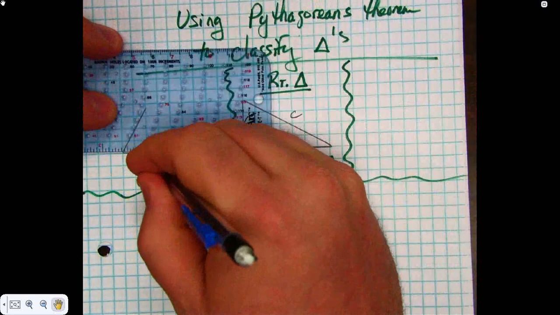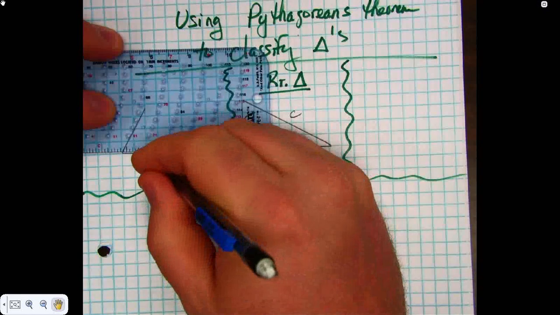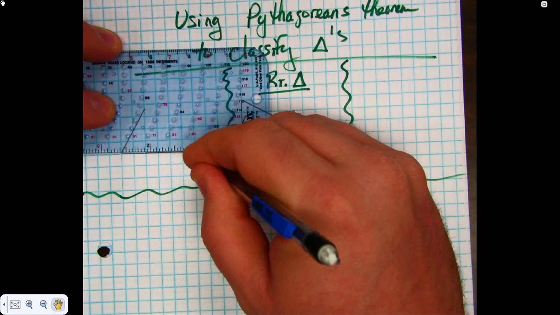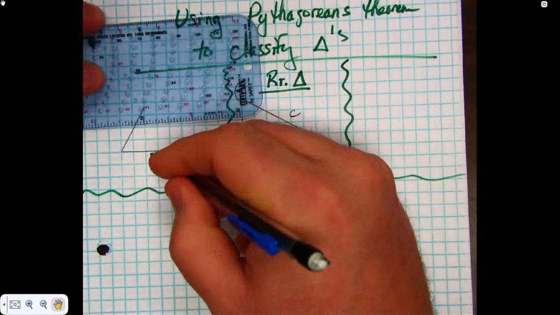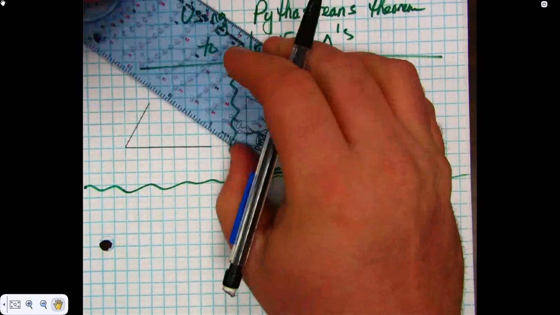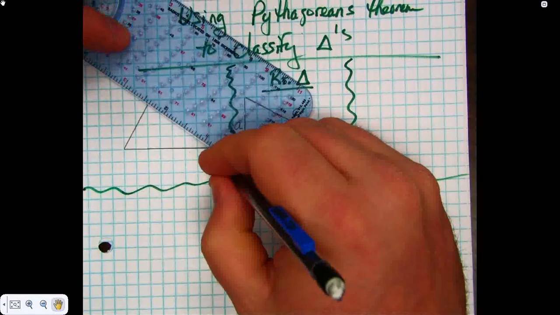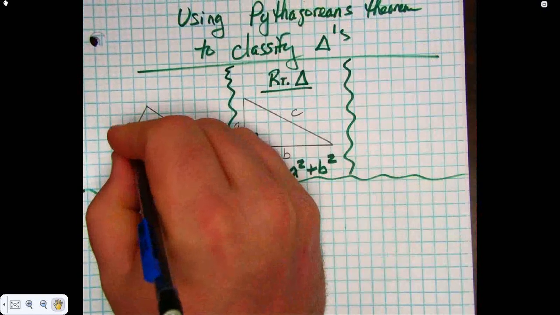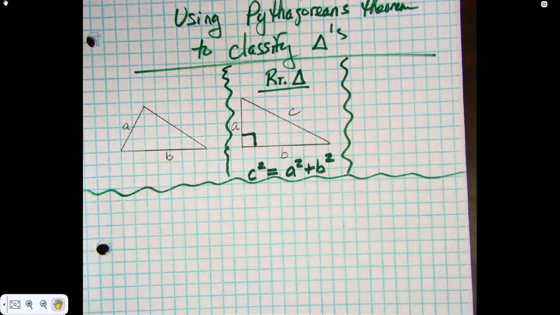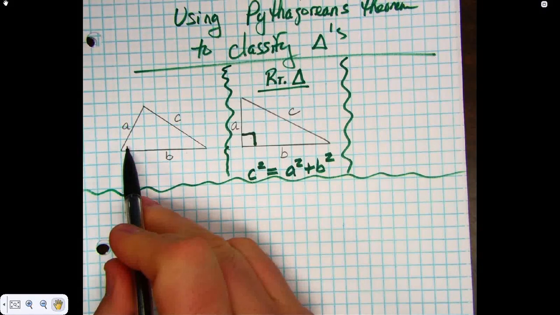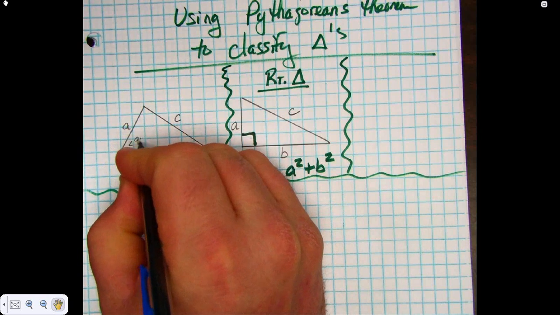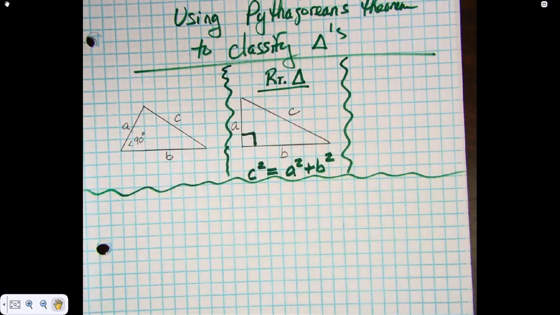So 1, 2, 3, 4, 5, 7. This is still A, this is still B, this is still C. Now, obviously what happened to this angle? It's now what? Less than what? 90 degrees. Would everyone agree with that?